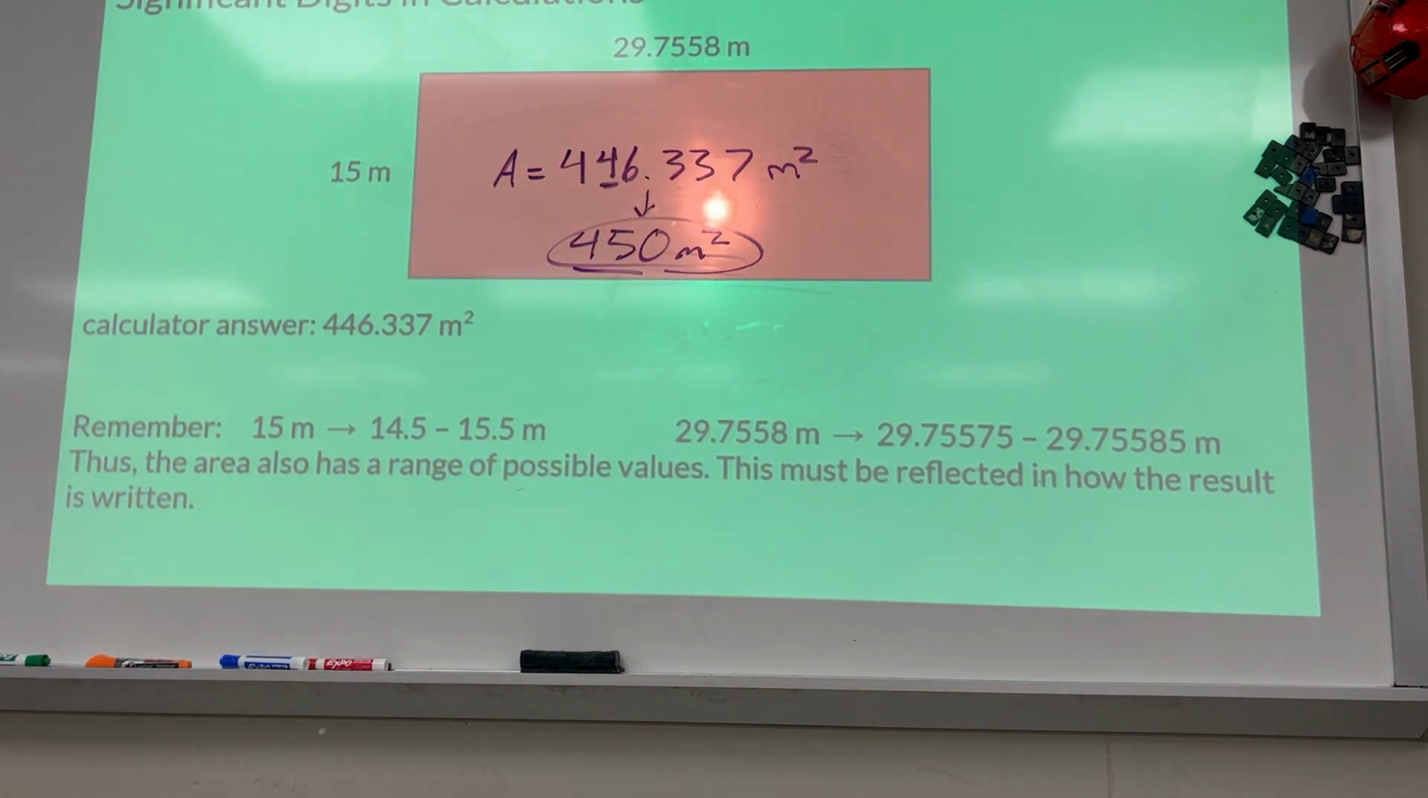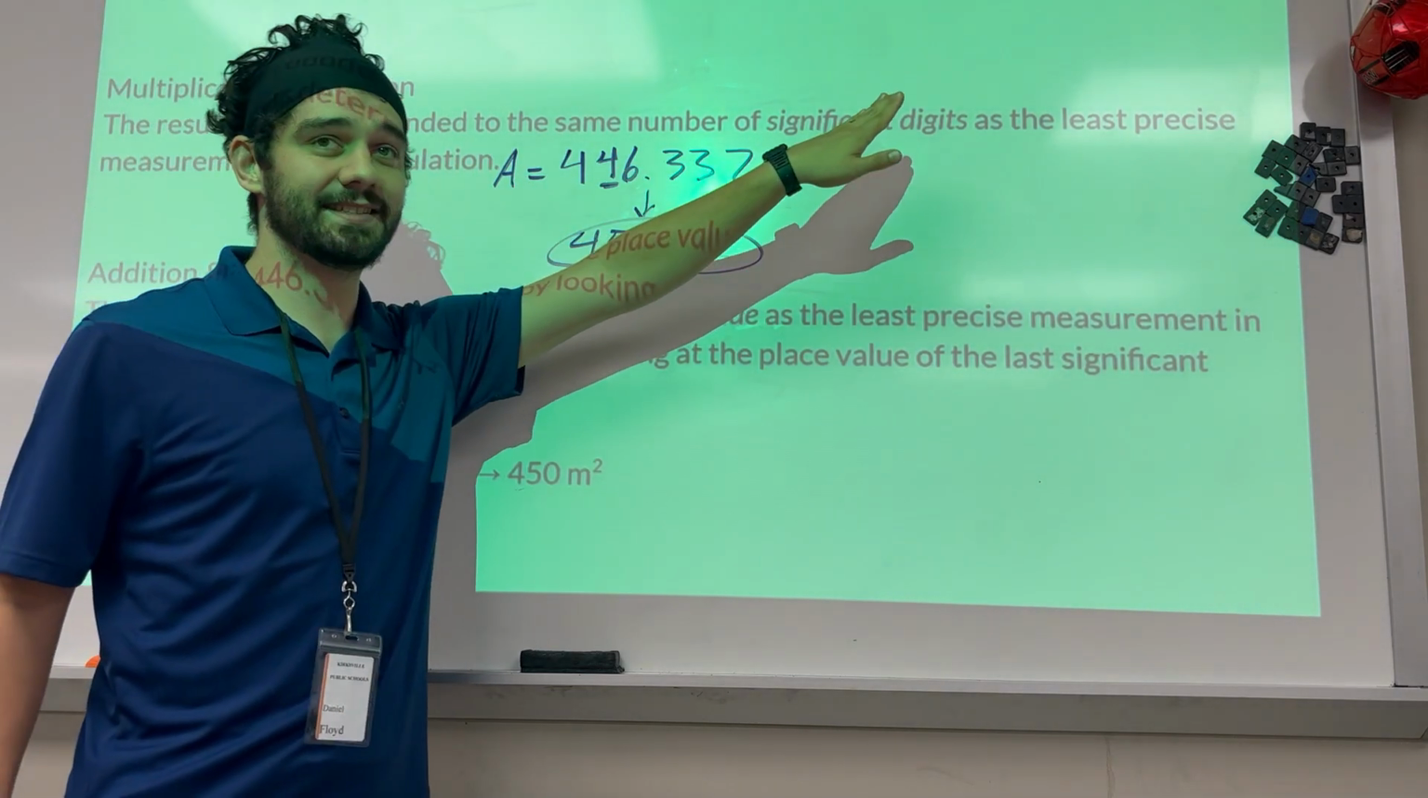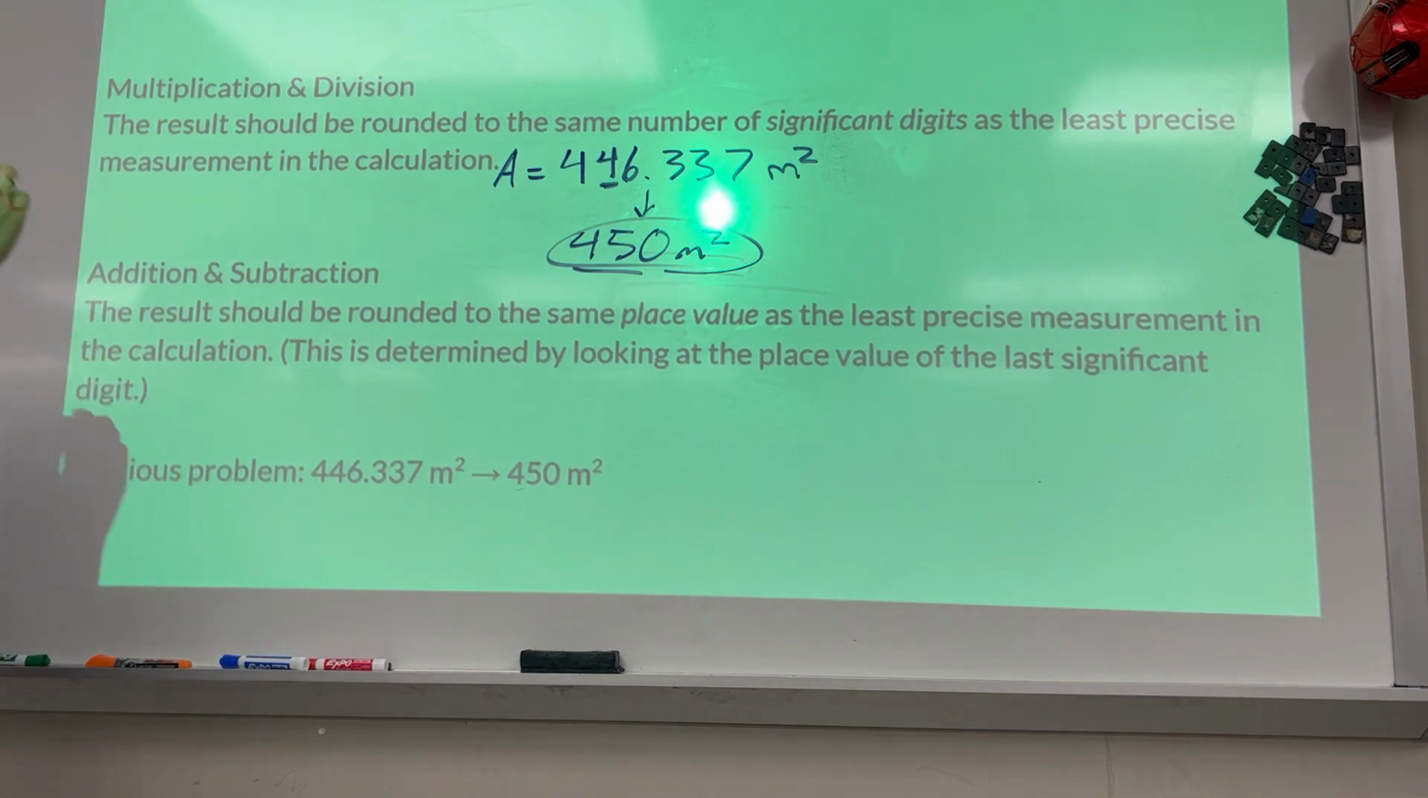And so it would be irresponsible, or dare I say, fraudulent, to report digits that you don't actually know. Just because your calculator spat it out doesn't mean that's what's really happening in the physical world. Okay? So the rule for multiplication and division is that my result is rounded to the same number of significant digits as the least precise measurement in the calculation. Okay, I'll let you write that down.